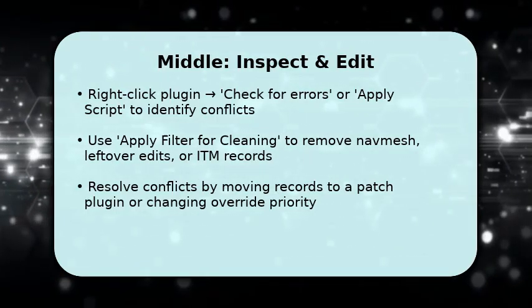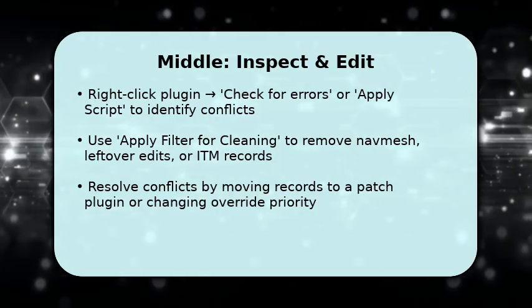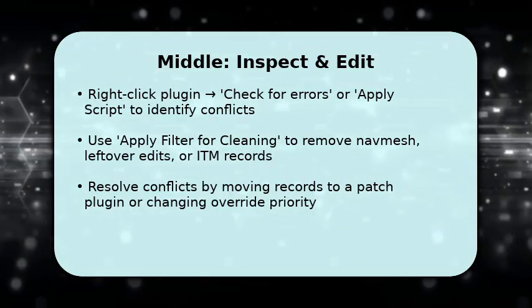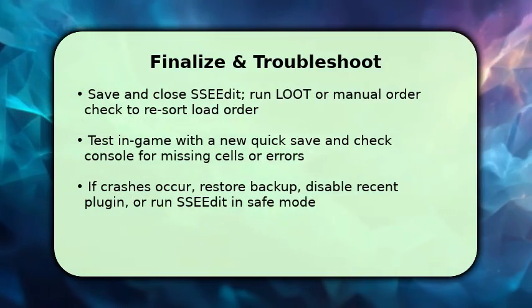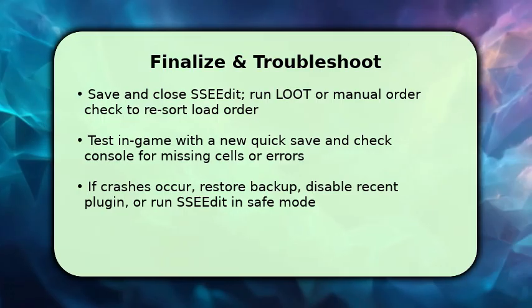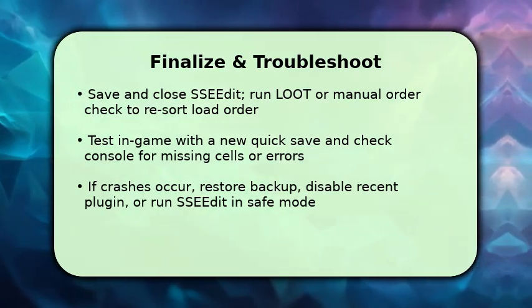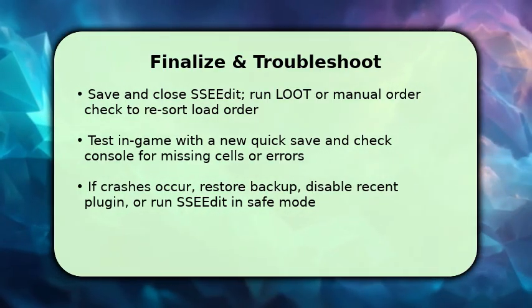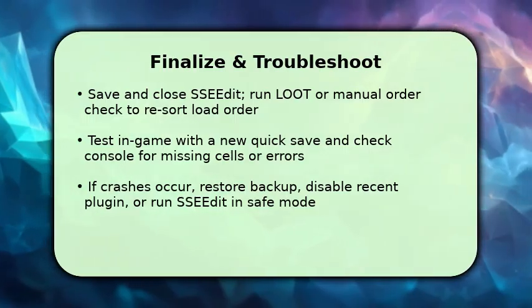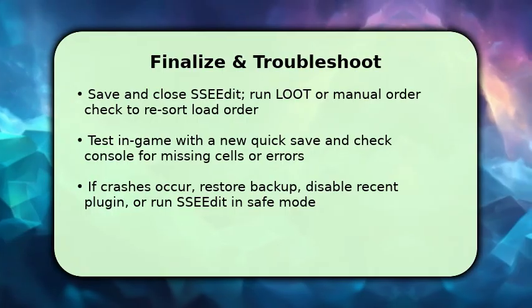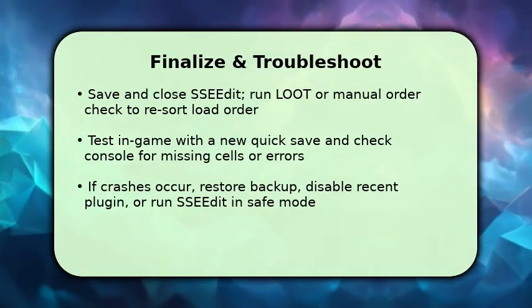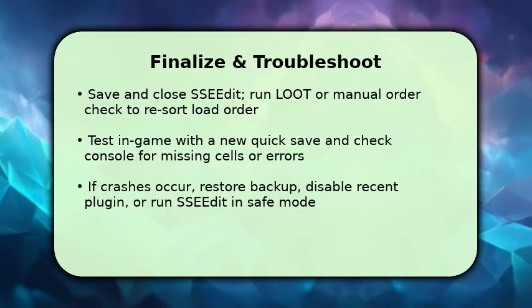You finish by saving your edits, closing SSE Edit cleanly, and then running LOOT to verify load order. This prevents unintended overrides. Next, launch Skyrim SE, create a quick save, and load an area affected by your changes. Watch for missing textures or warnings in the console. If the game crashes or shows errors, immediately disable the last plugin you edited, restore your backup if needed, and reopen SSE Edit to inspect.